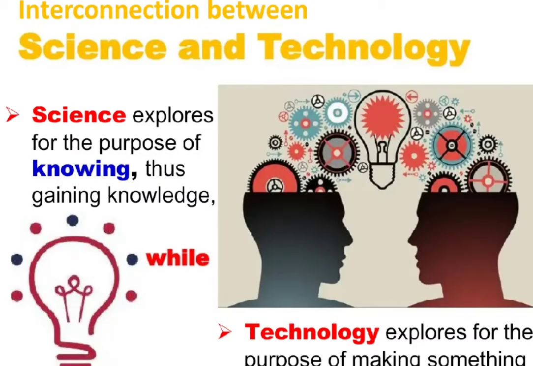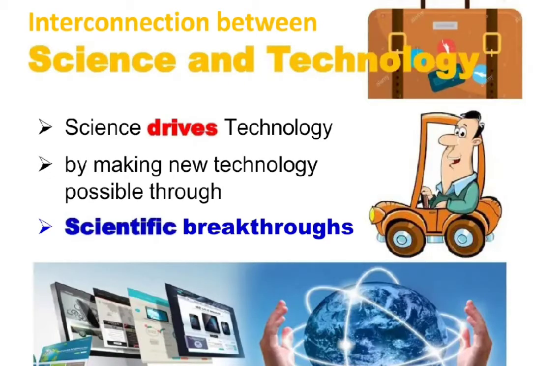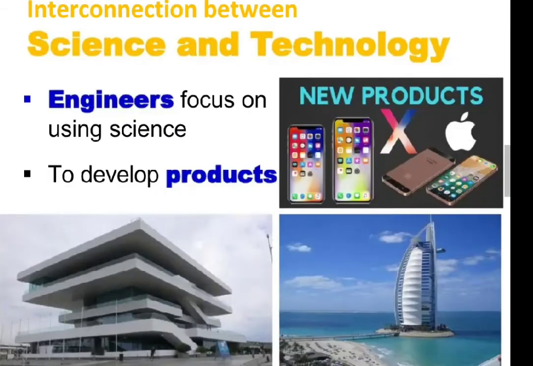Interconnection between science and technology. What does it mean? Science explores for the purpose of knowing, thus gaining knowledge, while technology explores for the purpose of making something useful from that knowledge. Science derives from technology by making new technology possible through scientific breakthroughs.